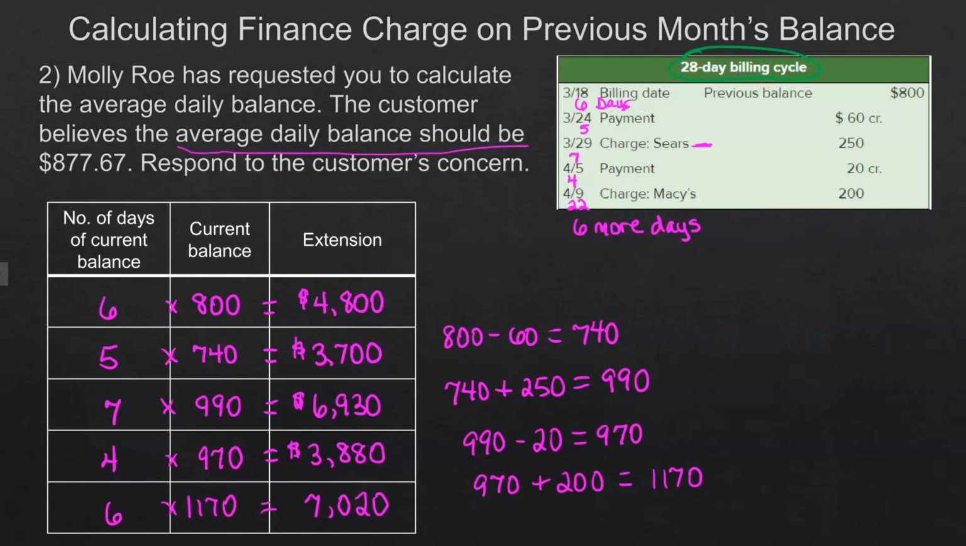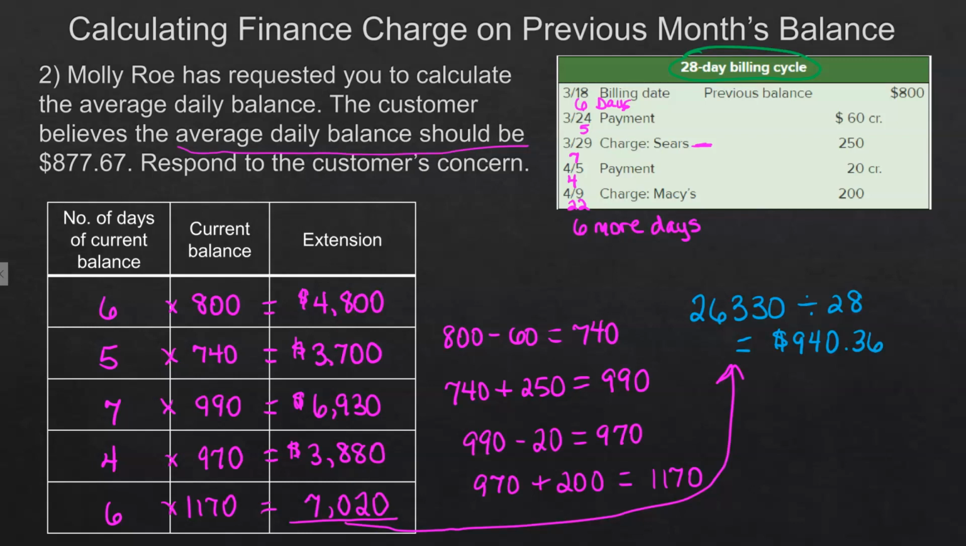Okay, now the last part of this is we're trying to find out what the average daily balance should be, and the customer thought it was $877.67, and so we're going to add these up, right? Total this. I'm going to go over here because I need some space. When you total this, add them all together, you're going to get $26,330. We are going to divide that by 28, and that gives us 940.36. So that's actually what the average daily balance should have been.